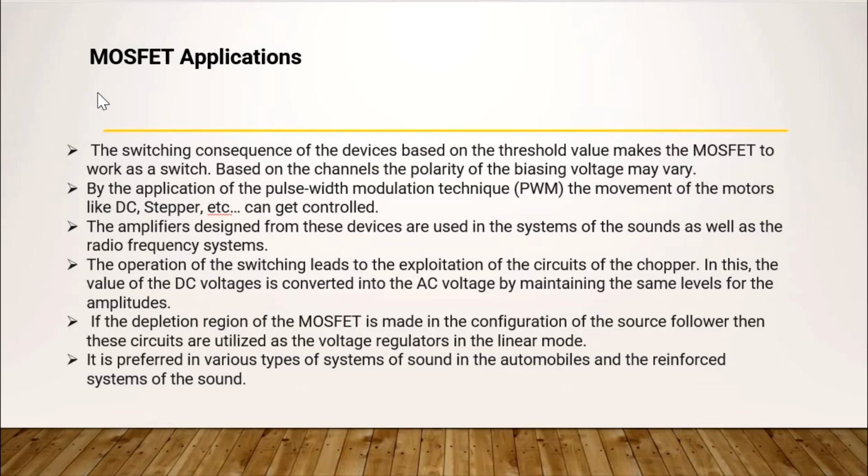Last one is that it is preferred in various types of sound systems in automobiles and in reinforced sound systems. That's all.